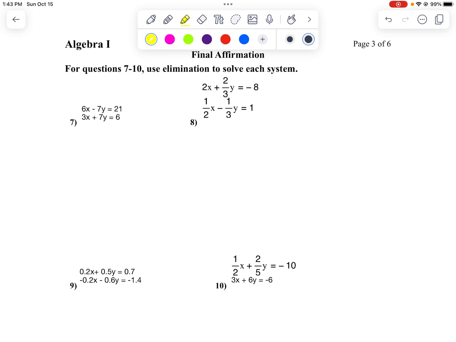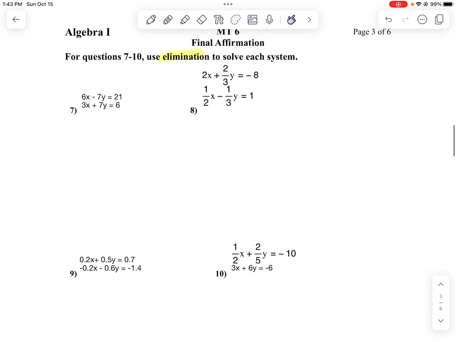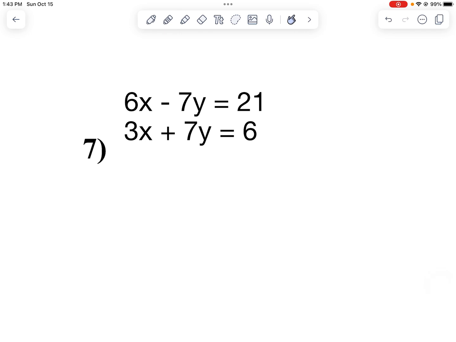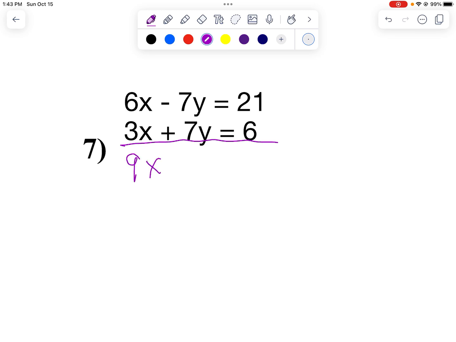Notice on questions 7 through 10, now I want you to use elimination. So if we take a look at question 7, let me blow this up a little bit. Notice if I add them, the y's will cancel. So elimination works really nice here. 6x plus 3x is 9x. And then my y's, they cancel, don't they? So equals 27. I'll divide both sides by 9.